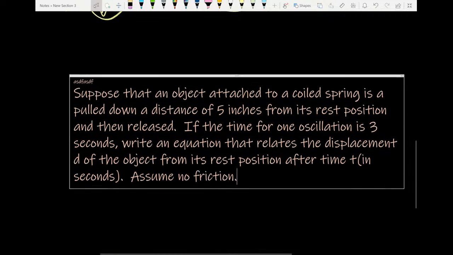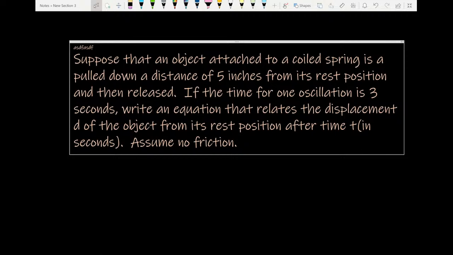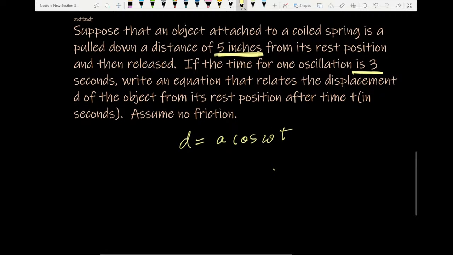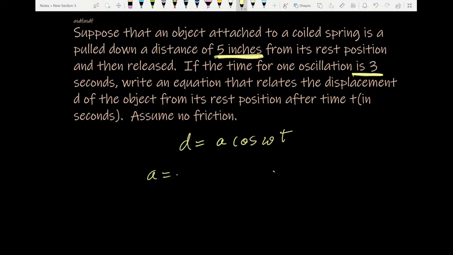All right, so let's look at this problem. Right away, we look at these numbers. And now it's pulled down. So therefore, it's going to be a cosine of omega t. Amplitude is going to be -5 because if we draw cosine and it starts at the bottom, it's going to be negative. If it started at the top, then it's positive. So negative.